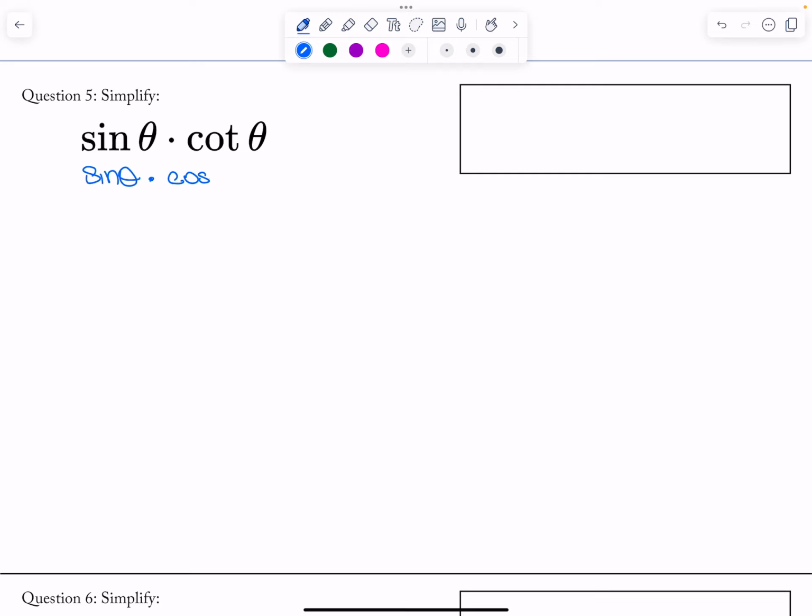Cotangent is cosine of theta over sine of theta. And you do need to memorize this stuff. So then you get cosine of theta as your answer because your sines cancel out.